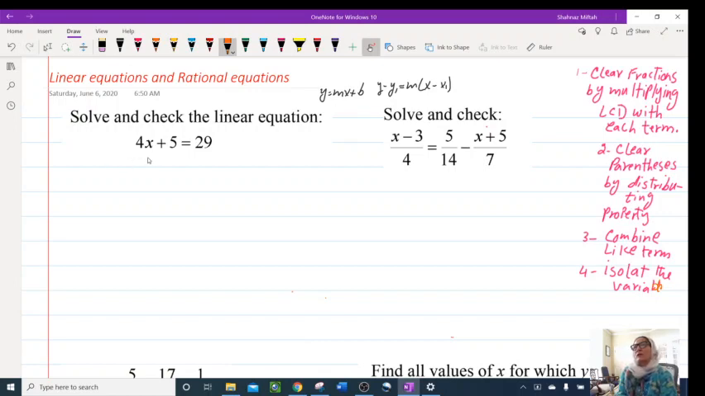Let's solve this. So I'm going to use the steps. Clear the fractions. I don't have fractions, so ignore that one. Clear parentheses. I don't have them. Ignore that. Combine like terms. 5 and 29 are like terms.